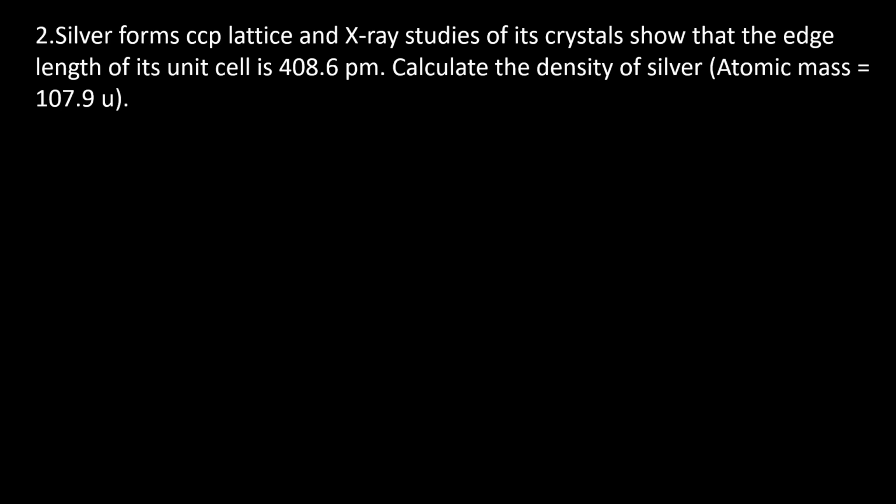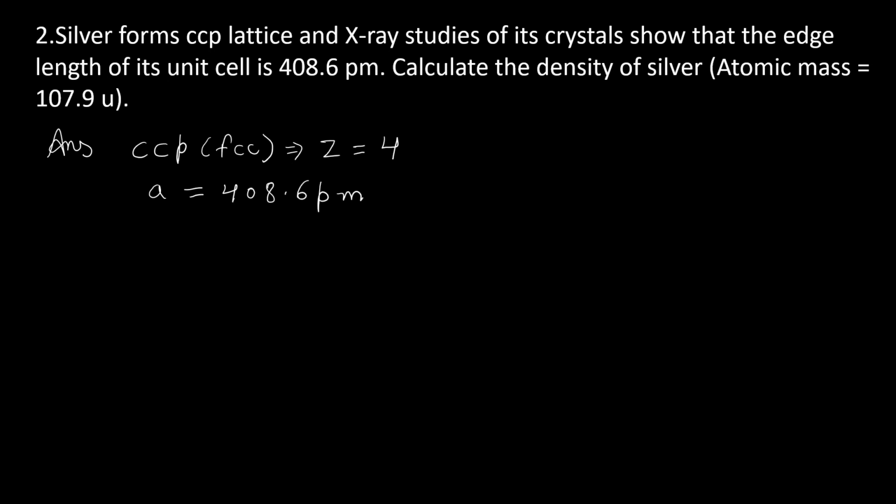Second type of numerical: silver forms a CCP lattice. CCP lattice means cubic close packed lattice, and the most efficient close packing in a cubic unit cell is FCC. Therefore, Z in this case, or the number of atoms contributed in this case, is equal to 4. The edge length of the unit cell is also given in the question, 408.6 picometer.